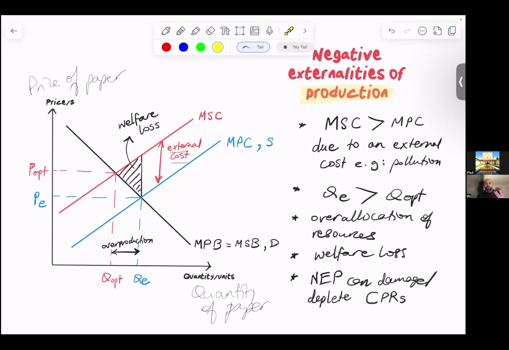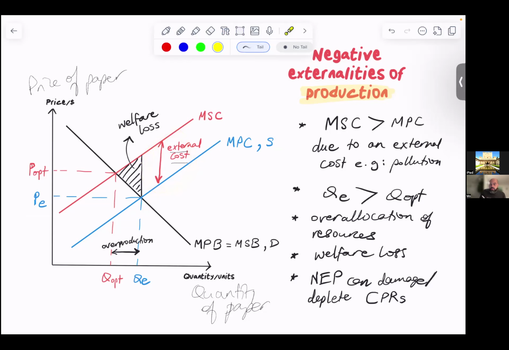Okay, non-excludable means it's hard to exclude people from benefiting from the resource. Rivalrous means one person's use of the resource actually reduces the amount available for everybody else. Okay, so because of the external cost here, the common pool resource, the forest, is being damaged.